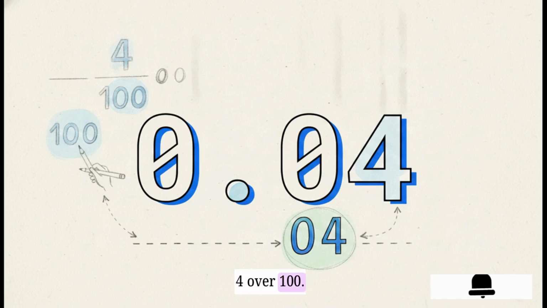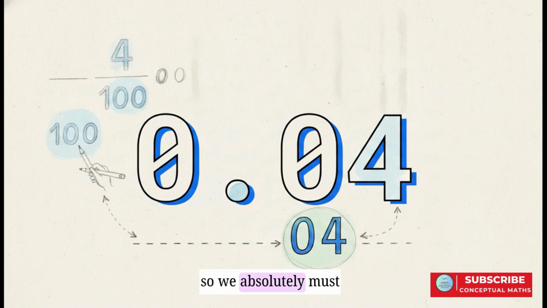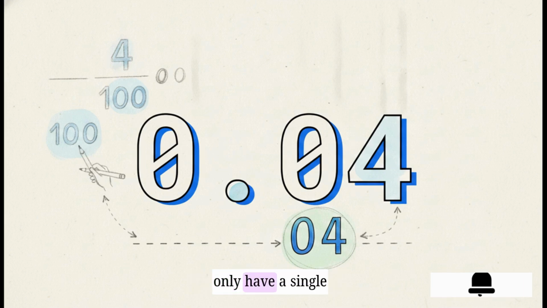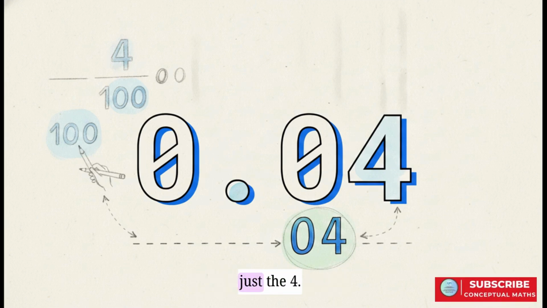Okay, now let's try a slightly trickier one. 4 over 100. Our rule screams at us that 100 has 2 zeros, so we absolutely must have 2 decimal places. But wait, we only have a single digit in our numerator, just the 4.